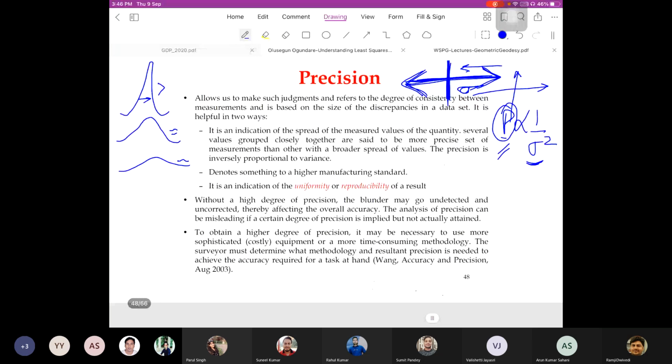The analysis of precision can be misleading if a certain degree of precision is implied but not actually attained. To obtain a higher degree of precision, it may be necessary to use more sophisticated instruments or equipment or a more time-consuming methodology. Okay, so there is a very good paper on accuracy and precision which you can download. It's by Wang. It's very much about how accuracy and precision are related and at what time we have to choose what indicators. But at present you should form your basics.